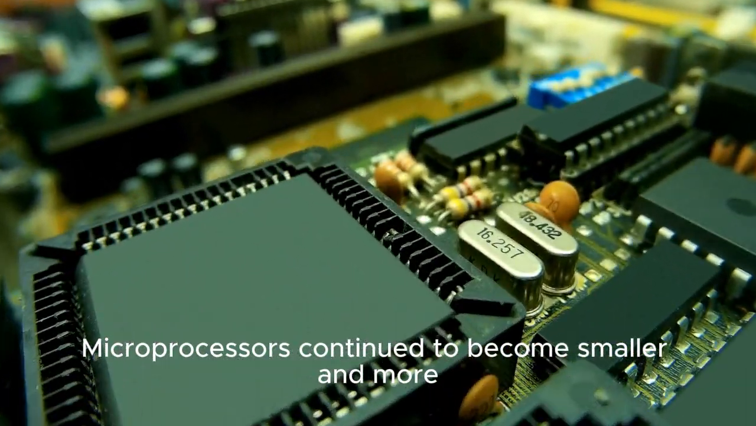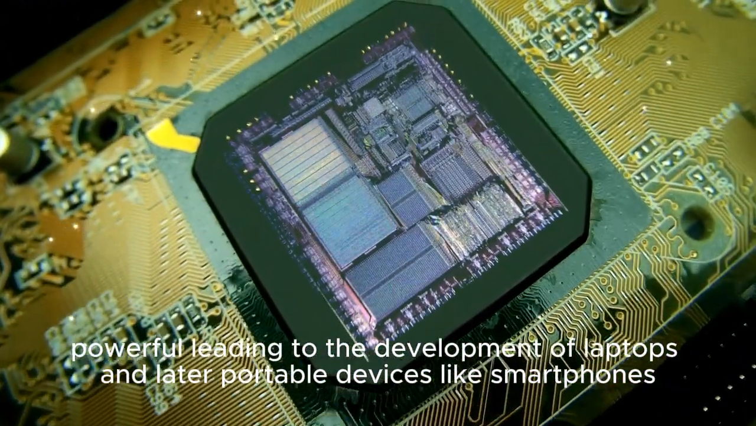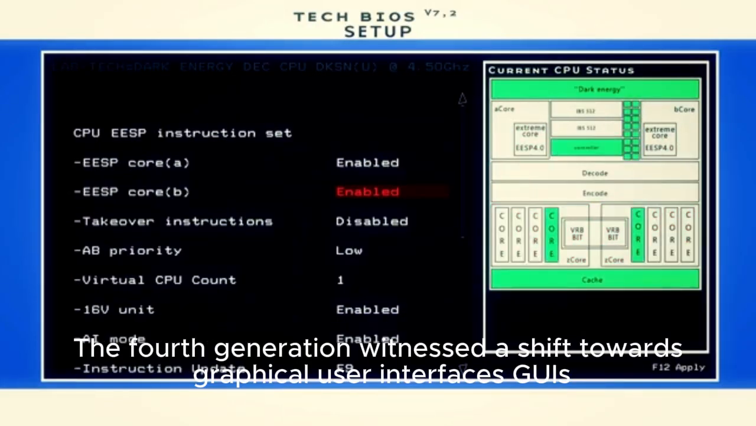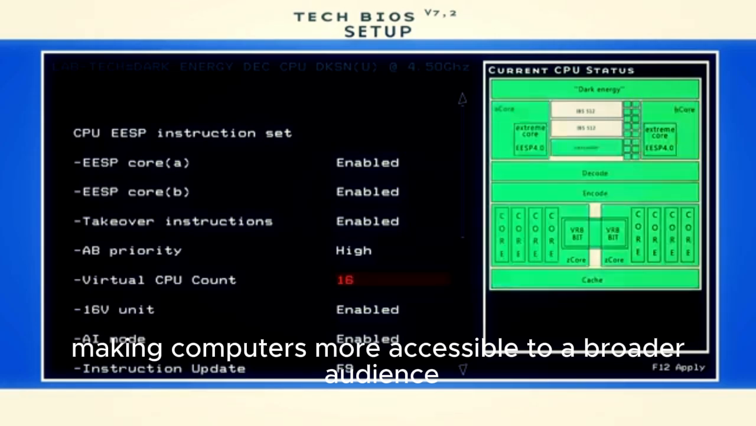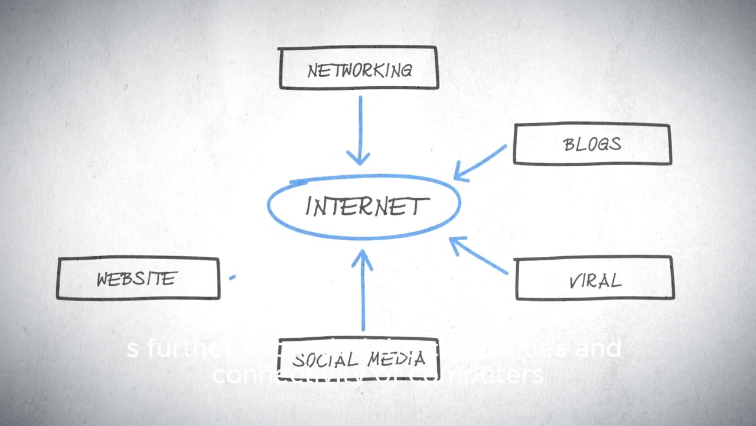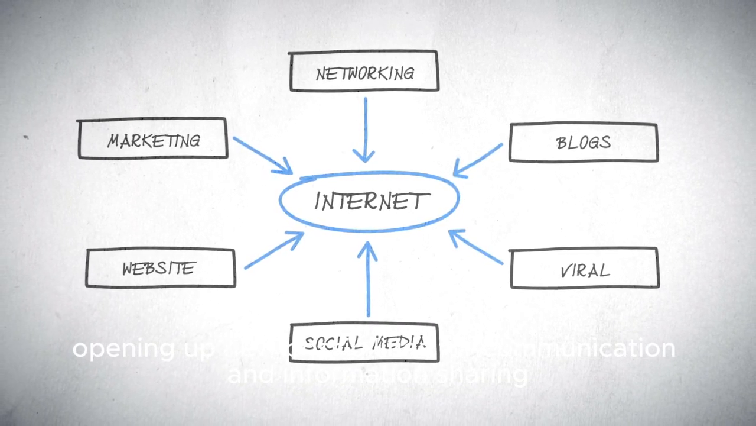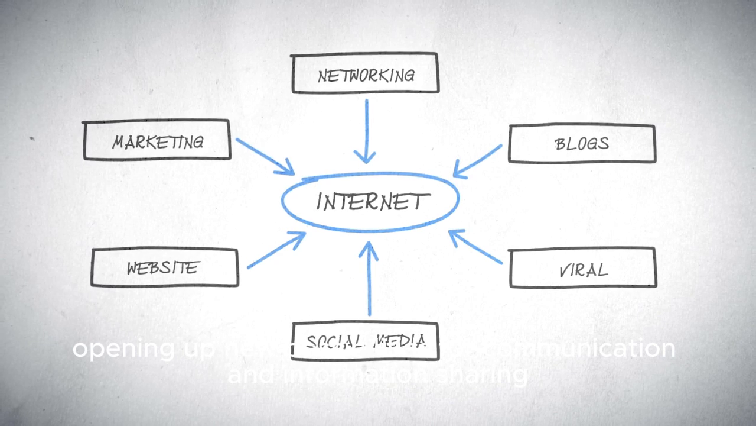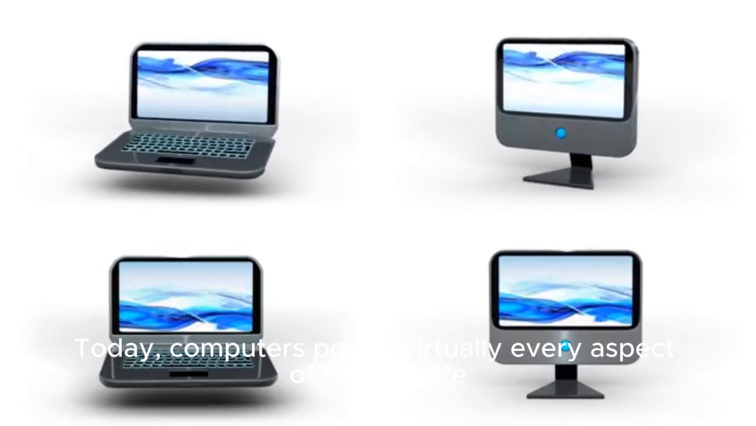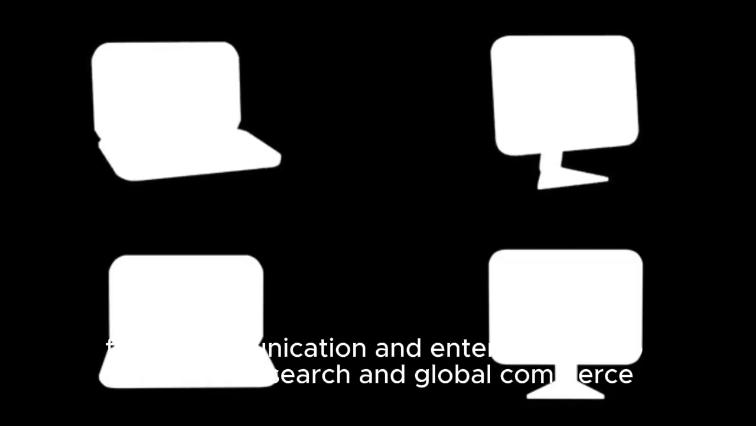Microprocessors continued to become smaller and more powerful, leading to the development of laptops and later portable devices like smartphones. The fourth generation witnessed a shift towards graphical user interfaces (GUIs), making computers more accessible to a broader audience. The advent of the Internet in the late 1980s further expanded the capabilities and connectivity of computers, opening up new possibilities for communication and information sharing. Today, computers power virtually every aspect of modern life, from communication and entertainment to scientific research and global commerce.